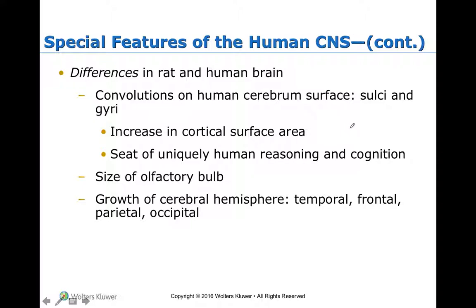So some differences arise, particularly in the size of the olfactory bulb, which I pointed out earlier, as well as the convolutions. So these are the sulci and gyri. This helps to increase cortical surface area, with the more convolutions that you have. And this is where the seat of uniquely human reasoning and cognition really seems to lie.